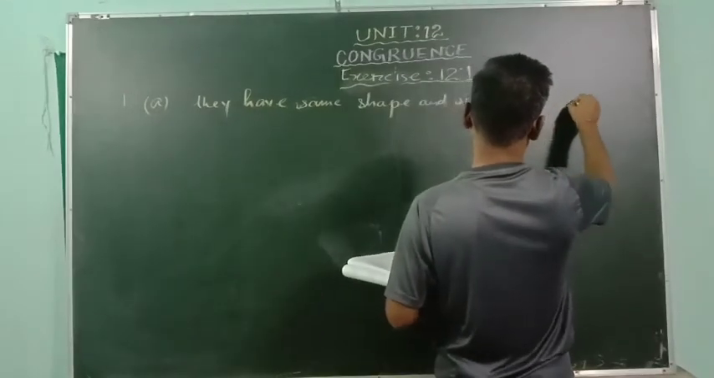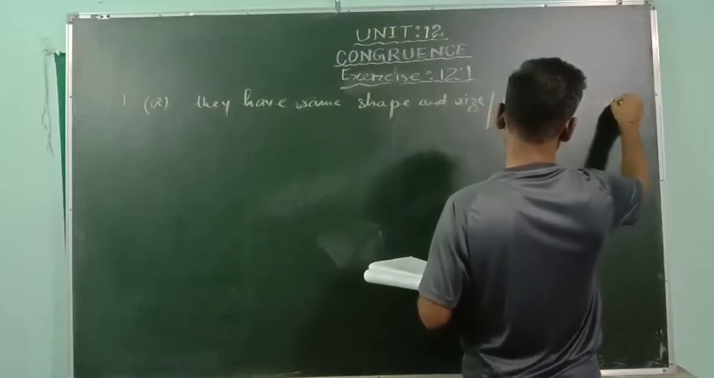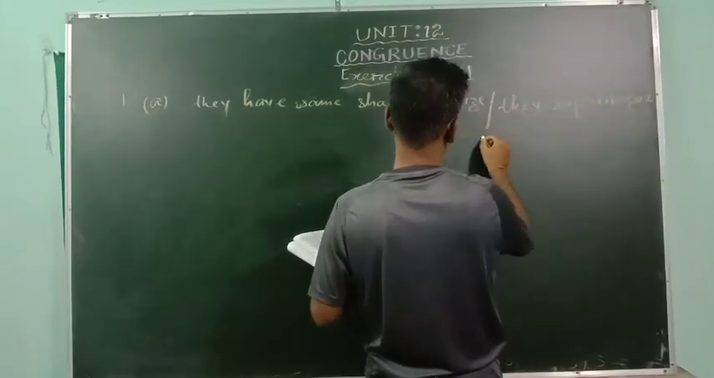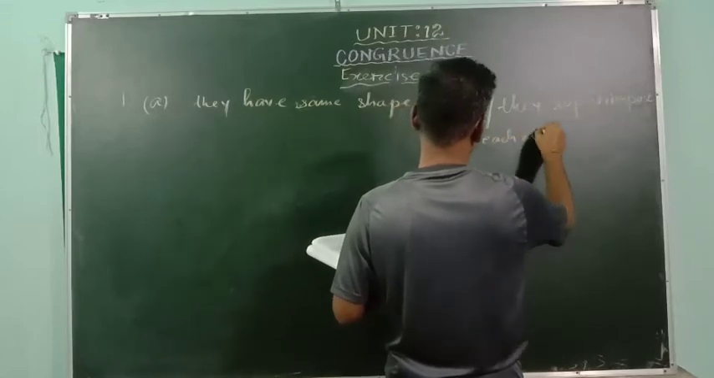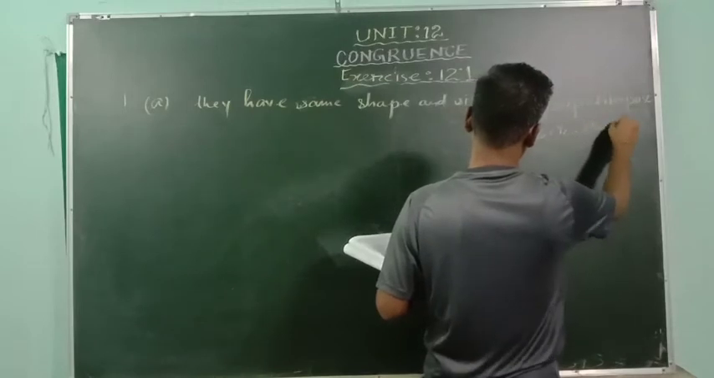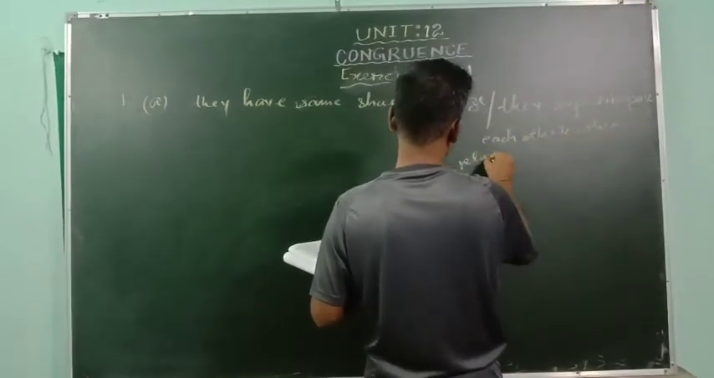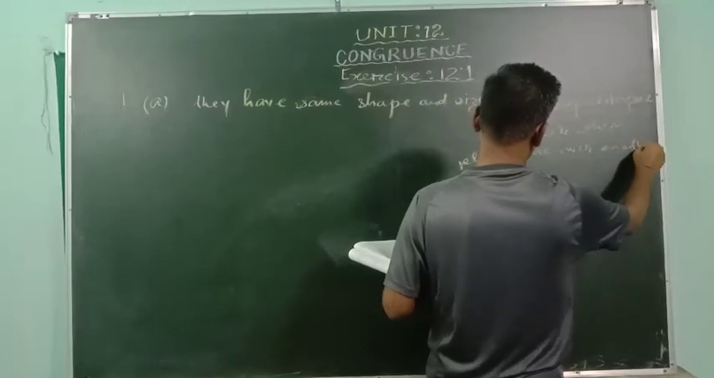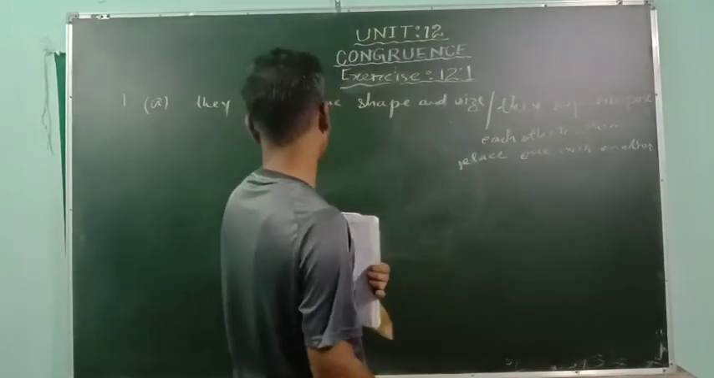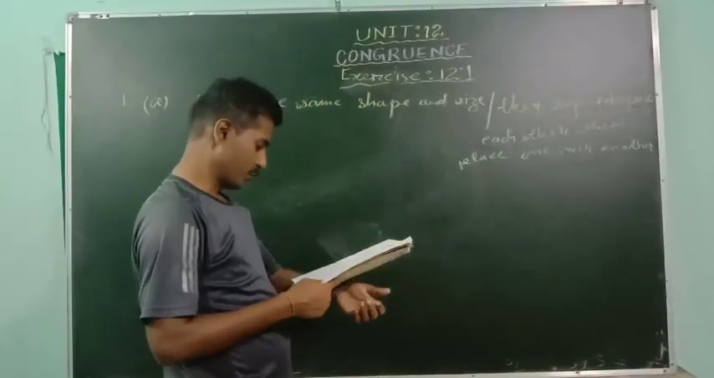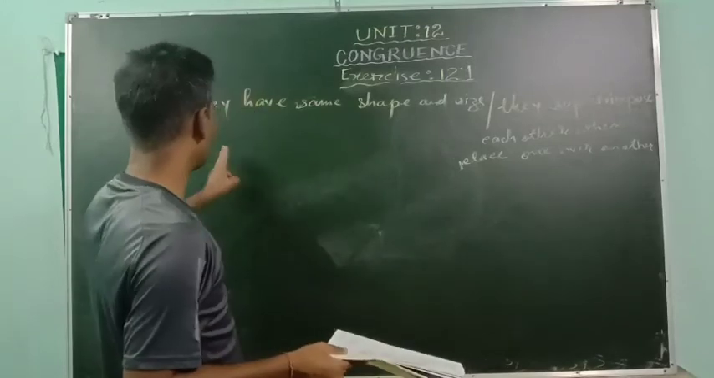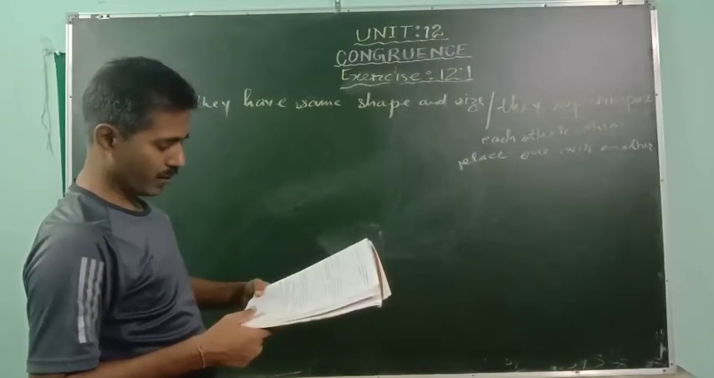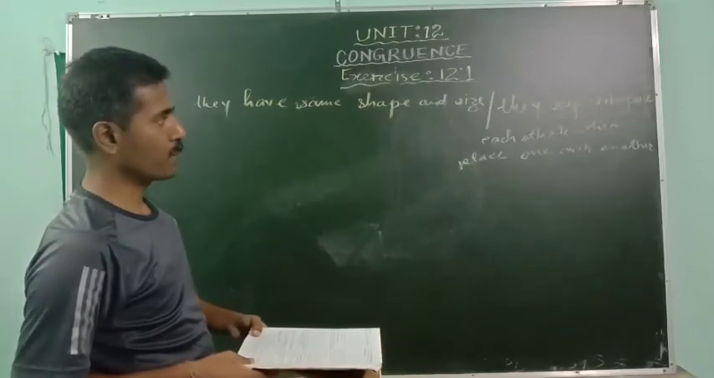or you can write, if they superimpose each other when placed one over another. You can write any one answer. For question number one, sub-question A: two figures are said to be congruent if they have same shape and same size. And two figures are said to be congruent if they superimpose each other.